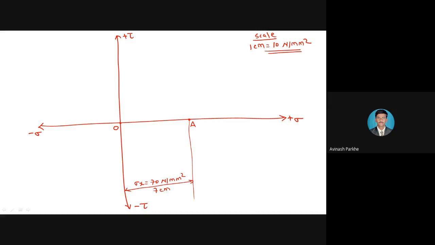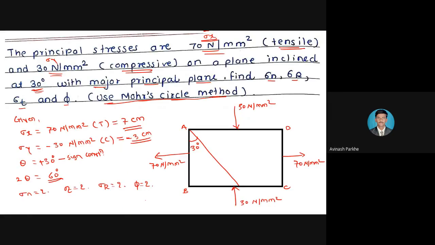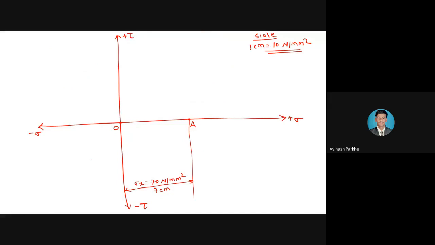Now you have to represent the position of sigma y, but sigma y is negative: minus 30 Newton per mm square, and you got the distance minus 3 centimeter. The minus sigma will be represented at the left side of the origin. Therefore, from this point O, represent the position B.